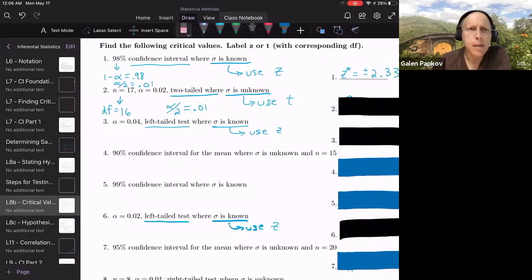So here we've got a sample size of 17. Alpha is 0.02 or 2%. We're told that it's a two-tailed test, which means we have a not equal to sign in our H1. So we do want to split alpha in half. And sigma is unknown, which means we're going to be using the T table. And so alpha over 2 is going to be 0.01. Degrees of freedom is 17 minus 1, which is 16. So we're looking in the 16 degrees of freedom row, the 0.01 column in the T table.